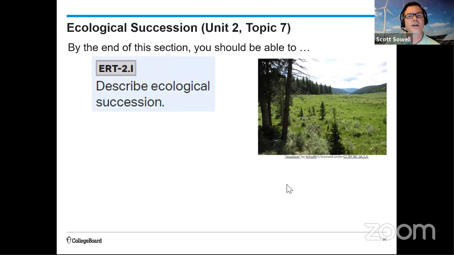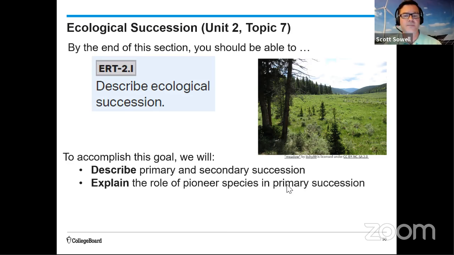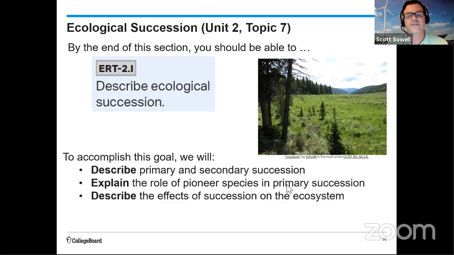All right, so now we're going to go to the third topic of this unit, which is ecological succession. Still under the umbrella of change over time, but now we're going to look at how a single community changes over time. To get there, we're going to define succession, and there are two types of succession we need to delineate, primary and secondary. Then we're going to look at pioneer species and their role in primary succession. That's a cool story. I like that. We'll look at the effects of succession. How does that change an ecosystem?